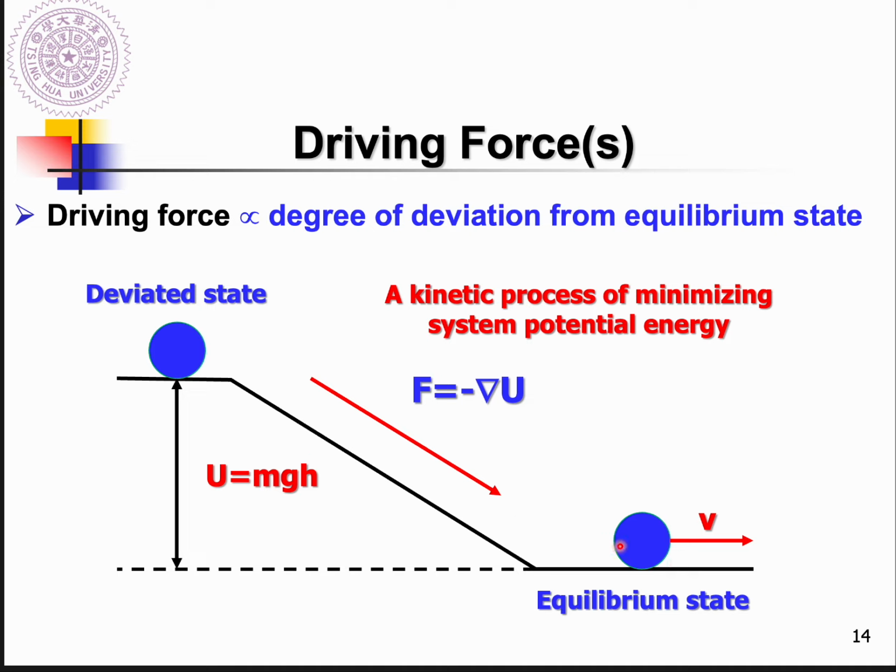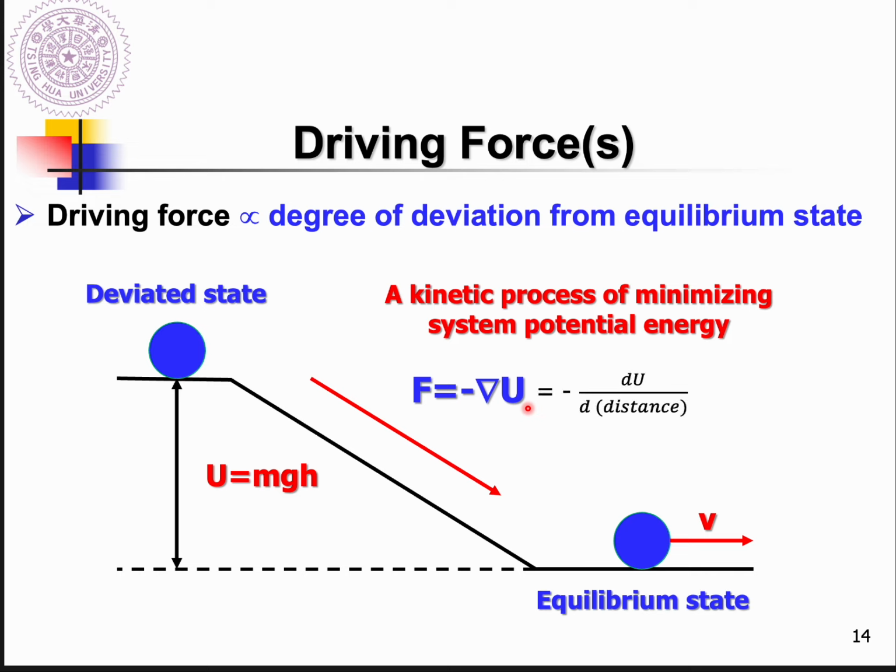So this process is definitely a kinetics process. What happens during this process is that the energy is converted from potential energy to kinetic energy, right? So a kinetics process is a process that goes from a deviated state toward the equilibrium state. And the driving force is very easy to express: it is the minus gradient of potential energy, right?